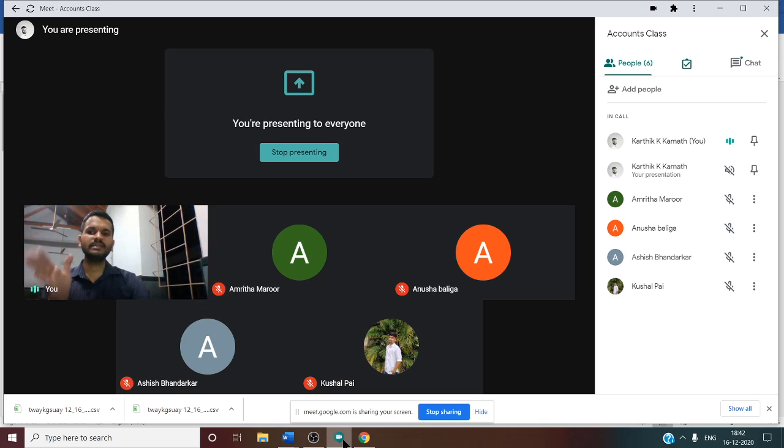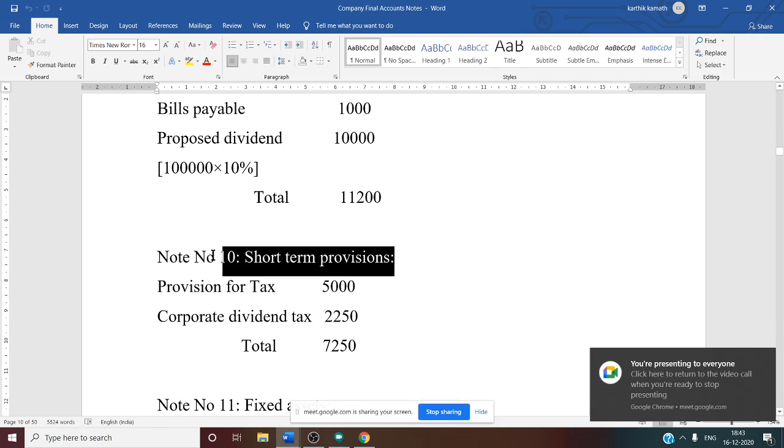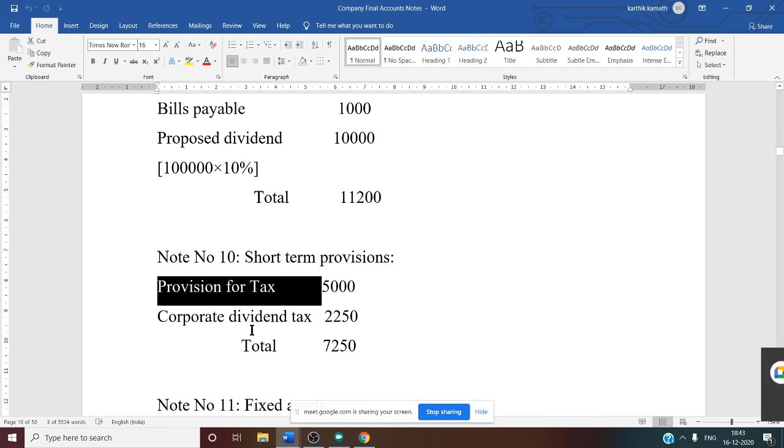Now, after note number 9, the last note for liability is short term provision. Short term provision is nothing but taxation expenses. One is provision for tax, that is given in the adjustment.